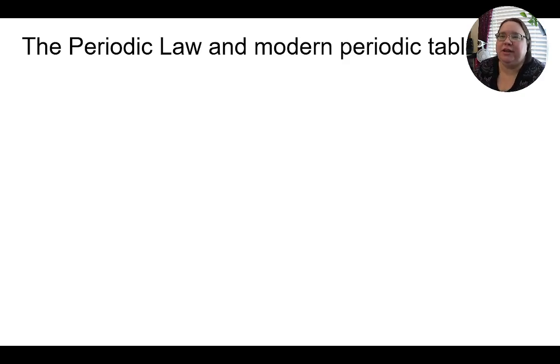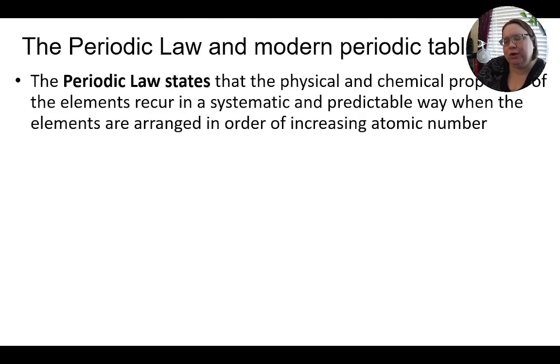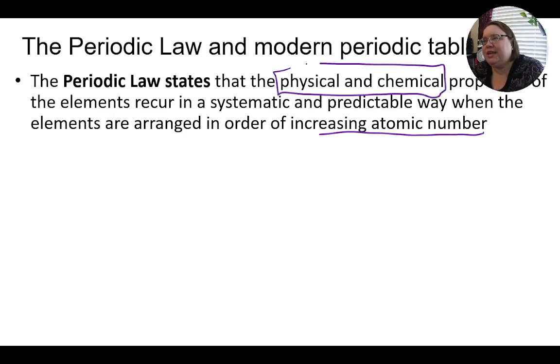So our first official law for chemistry, the periodic law. Periodic law basically says that if we put the elements in order by atomic number, you're going to have a repetition in the physical and chemical properties. So the properties of the elements repeat over and over again only when they're put in order by atomic number.